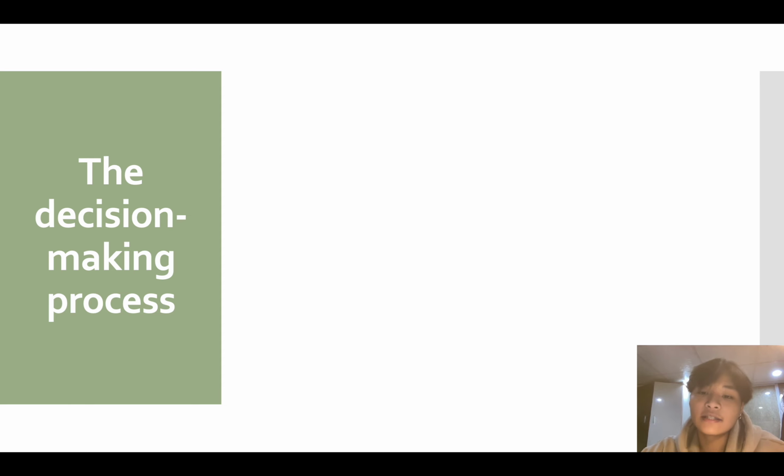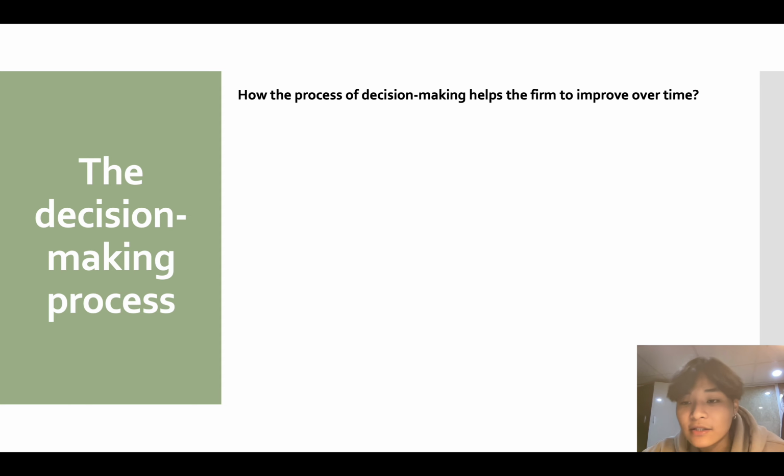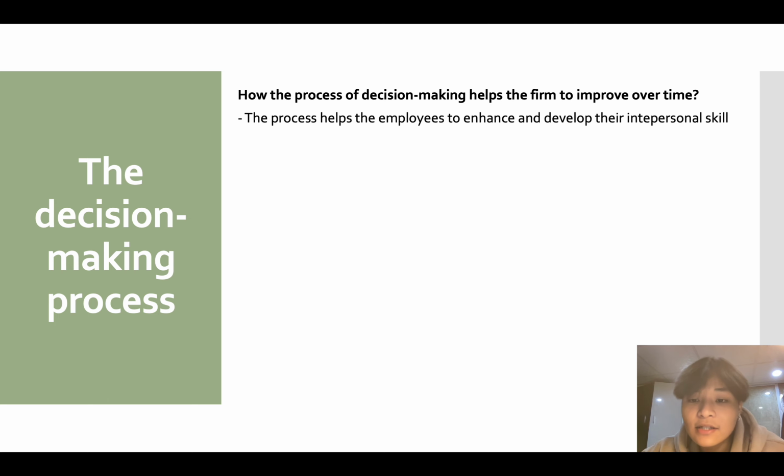So the question here is how the process of making decisions helps the firm to improve over time. The decision-making process is a complicated process which requires a lot of tasks to be done, and it helps the employees to develop their interpersonal skills, such as teamwork. Employees have to work together to find the solution to a specific problem. They have to work together to discuss a new idea, eliminate the unsuitable methods, etc.